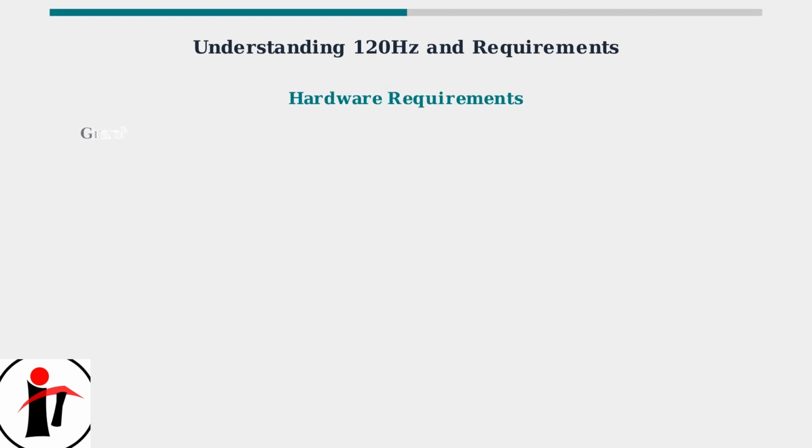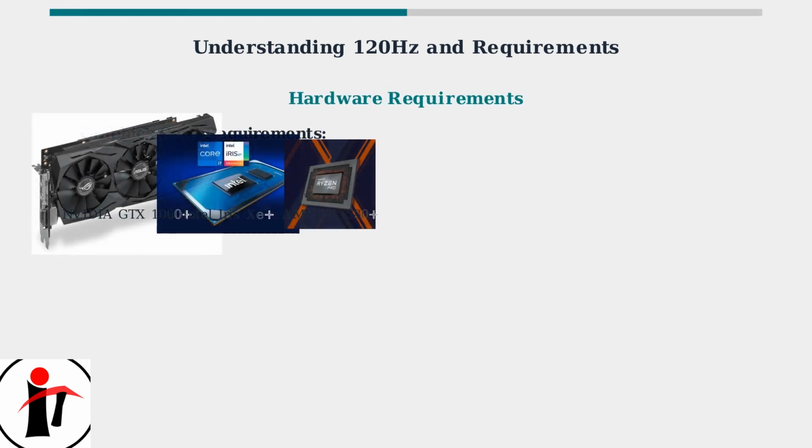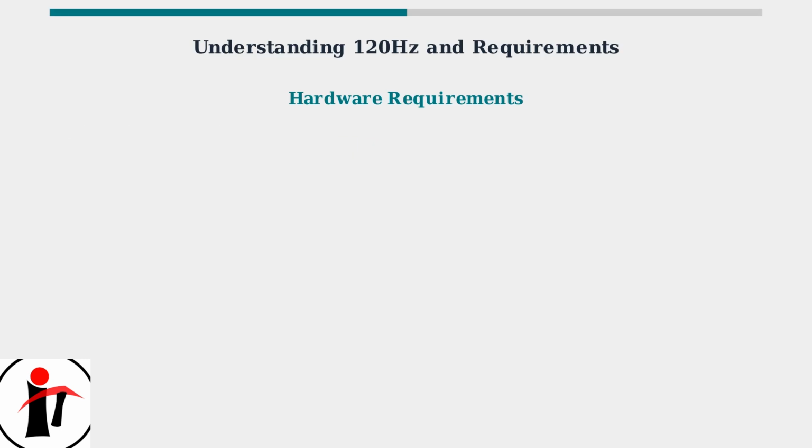To enable 120 Hz on your Sceptre monitor, you need compatible hardware. First, ensure your graphics card meets the minimum requirements: NVIDIA GTX 1060 or higher, AMD RX 580 or higher, or modern integrated graphics like Intel Iris Z or AMD Vega 8 and above.